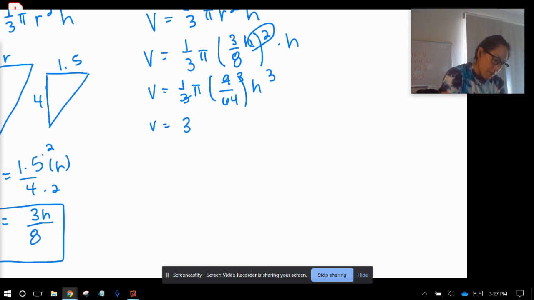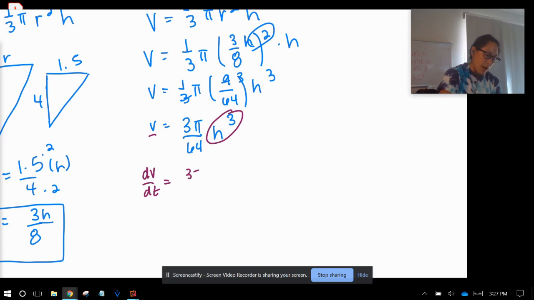Yeah, 3 pi over 64 h cubed. Look how nice that is. Now we can take the derivative. All right, the derivative of V is dV/dt. The derivative of h cubed: 3 pi over 64 is the constant, times 3h squared times dh/dt.